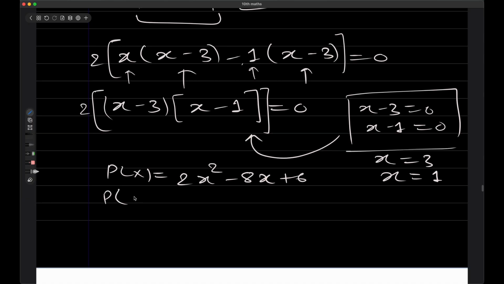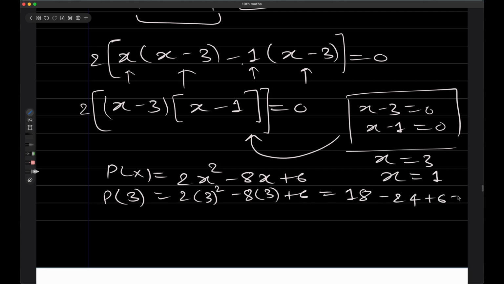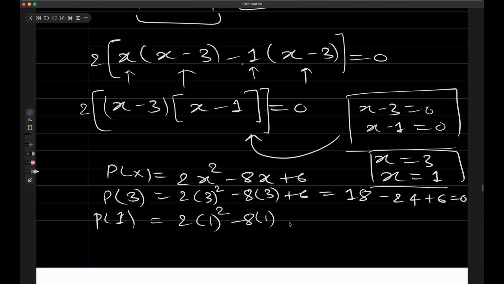for p of 3, if I put x equals 3, 2 into 3 square minus 8 into 3 plus 6, that is 9 into 2 is 18 minus 24 plus 6 equals 0. And for x equals 1, I will get 2 into 1 square minus 8 into 1 plus 6, that is 2 minus 8 plus 6 equals 0. So these are the zeros of the polynomial.